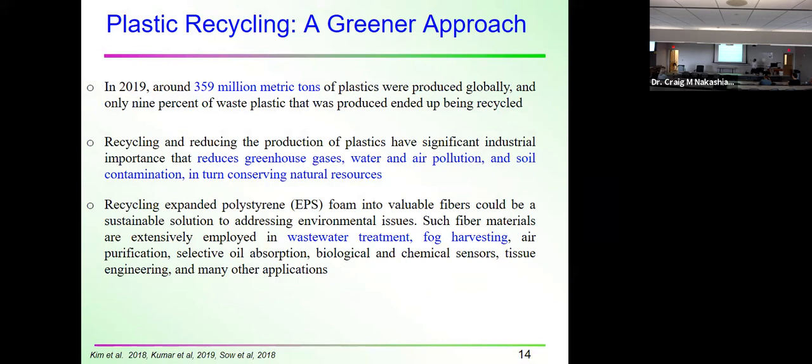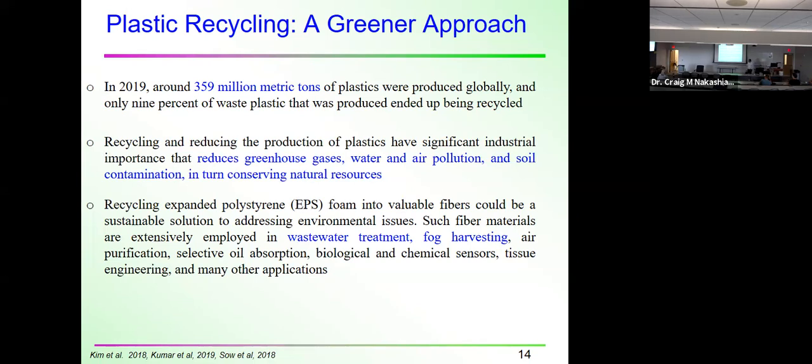In 2019, 359 million metric tons of plastics were produced globally. Only 9% of them were recycled. Where is the rest? In the environment, right? Plastic takes more than 100 years to degrade, even more. Not only 100 years, some of it is 200 years. If you want to reduce greenhouse gases and the pollution of water and air, if you want to clean our environment and seek a green environment, what do we need? We need to reduce the production of plastic and we need to recycle more.